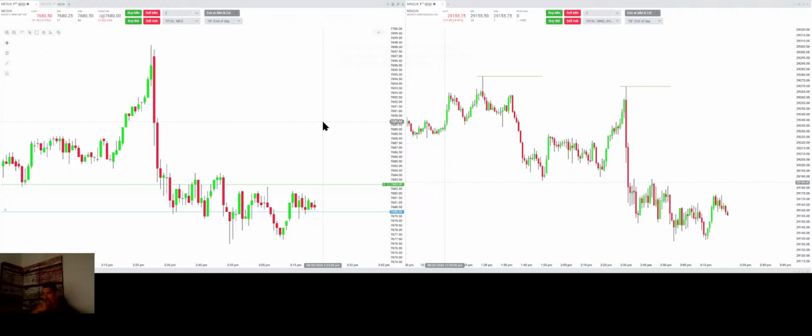Looks like MNQ falling down. We'll see what happens.